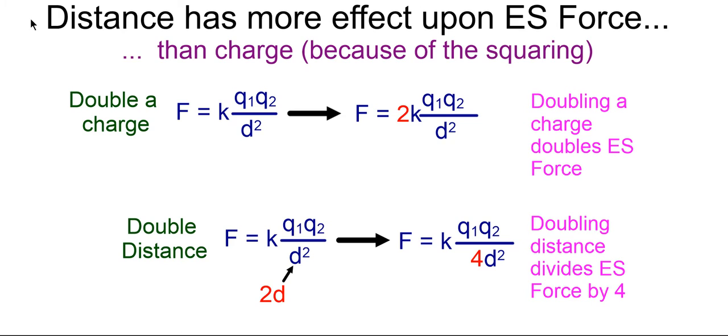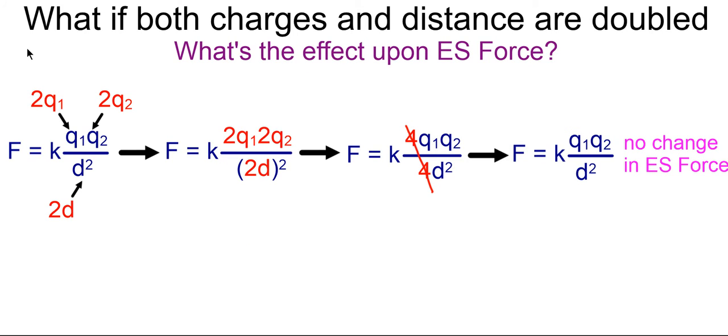I'm going to skip this because we just said it and I'm running out of time. What if we double both of them? We doubled two charges and distance. That becomes 2Q and 2Q. That's 4 on top. This gets squared to 4 again. Look, it cancels. If you doubled everything, top and bottom, charges and distance, there would be no impact, would there?